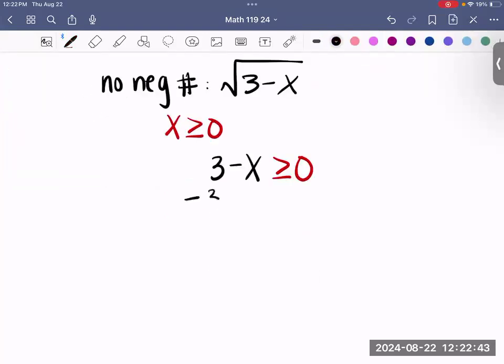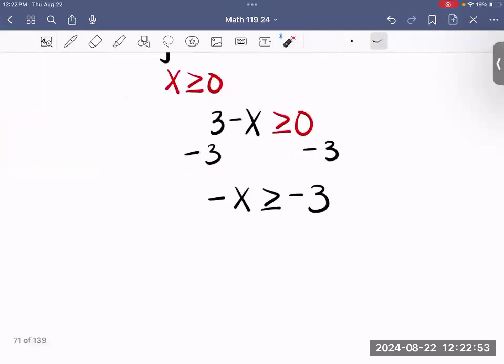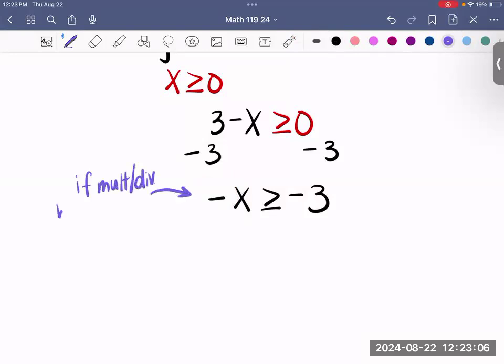So you could subtract 3 to the other side. Negative x is greater than or equal to negative 3. Now, perhaps it's been a little while since you've done an inequality, but if you multiply or divide by a negative, and that is attached to your variables, so if you multiply or divide by a negative, we flip the inequality.